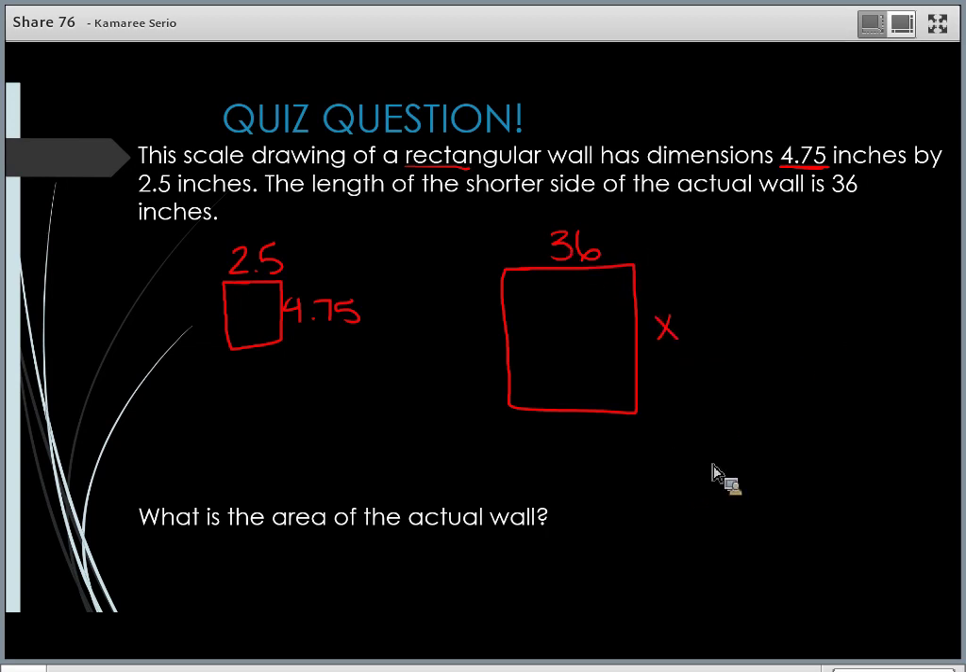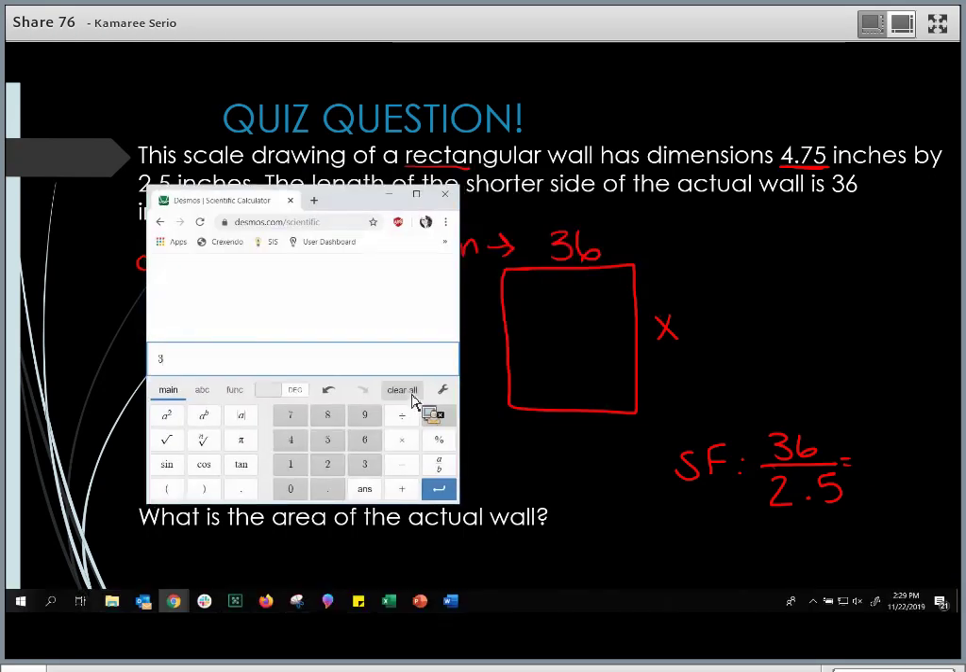So again, let's find our scale factor. Original is 2.5, new is 36. So my original 2.5 goes on bottom, 36 is going to go on top. Let's simplify this. I'd have 36 over 2.5, which gives me 14.4 or 72 over 5. Neither of those are really good, so we'll just leave it at 36 over 2.5.